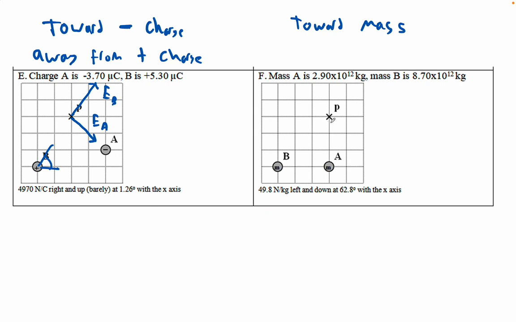And then if we look at this guy, the gravitational field due to A is toward A. The gravitational field due to B is toward B. This is just simple. It's just toward those, as opposed to away from, right?